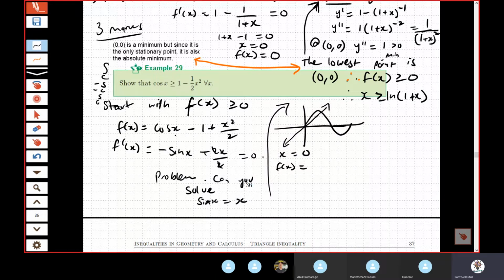Cos 0 is, cos of 0 should be 1. 1 minus 1 gives me 0. 0 plus 0 is 0. So I found the stationary point. Now I've got to do my second derivative. So f double dash x. Derivative of negative sine is negative cos. And then plus 1.